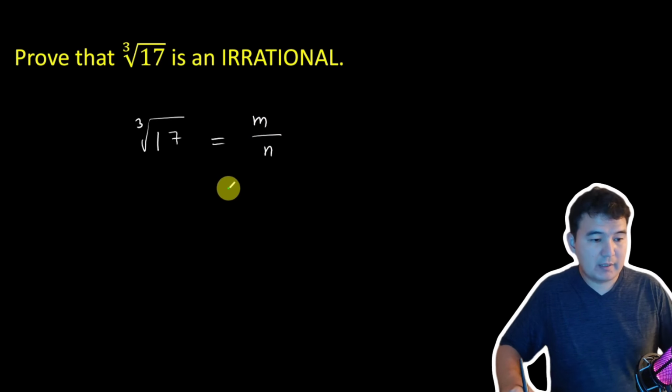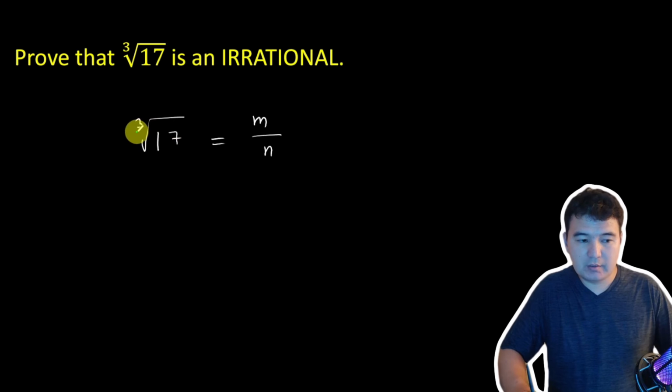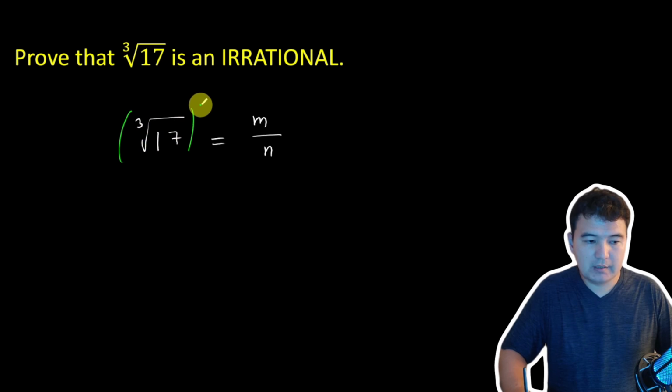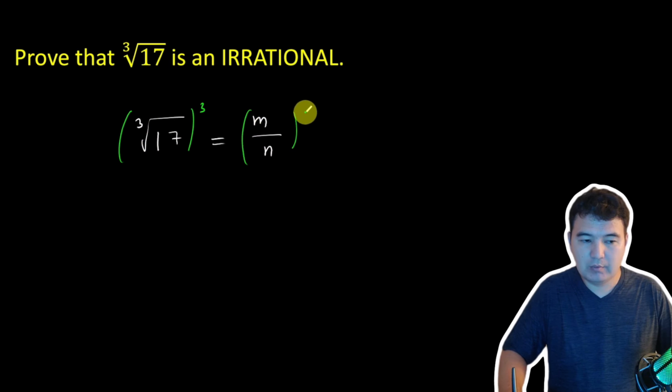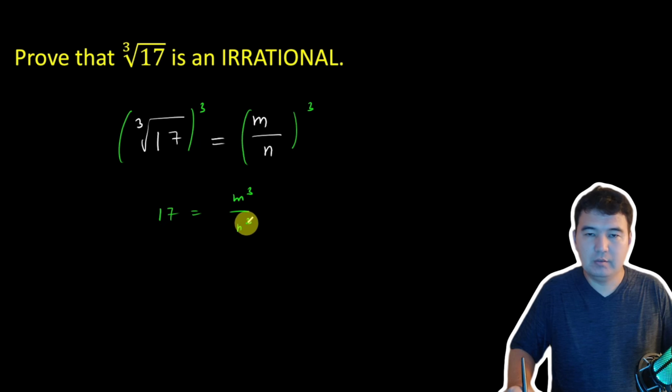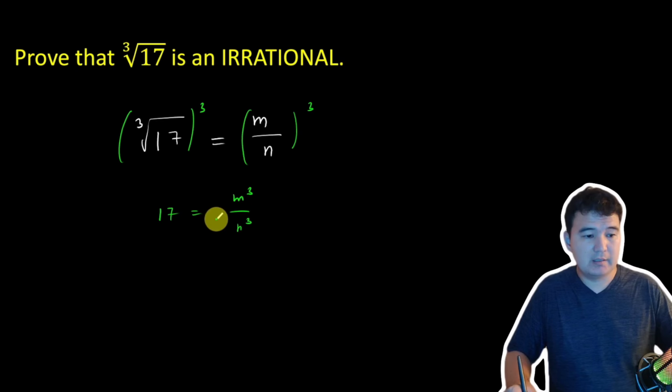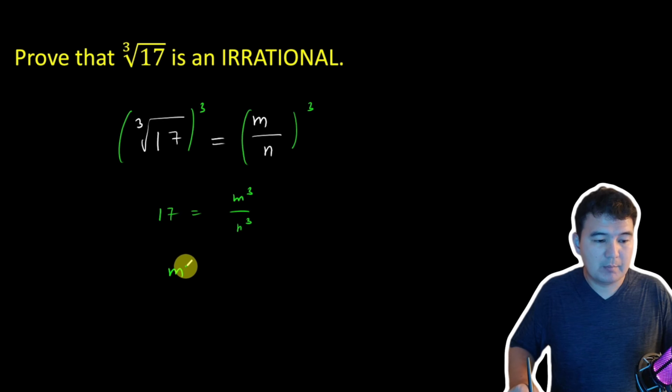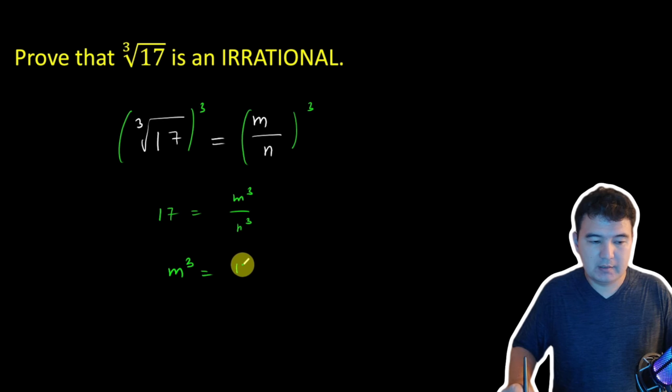Next step, I'm going to take the cubes of both sides to get rid of this cubic root. So take the cube of this number, and then this becomes 17 is equal to m cube over n cube. If you multiply both sides by n cube, it turns out m cube is 17 n cube.